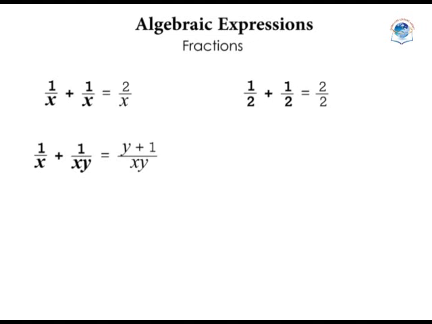2 over 2p plus 3 over 4. The LCM of 2p and 4 is 4p. 4p divided by 2p is 2, times 2 is 4. 4p divided by 4 is p, times 3 is 3p. That gives us 4 plus 3p over 4p.